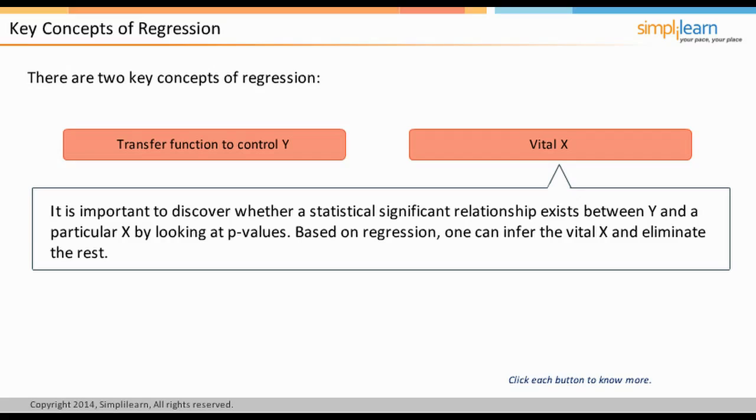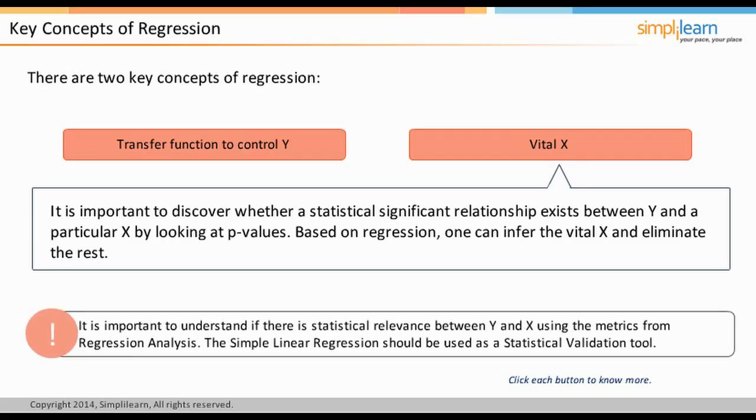The main thrust of regression is to discover whether a significant statistical relationship exists between y and a particular x, that is, by looking at p-values. Based on regression, one can infer the vital x and eliminate the unimportant x's.